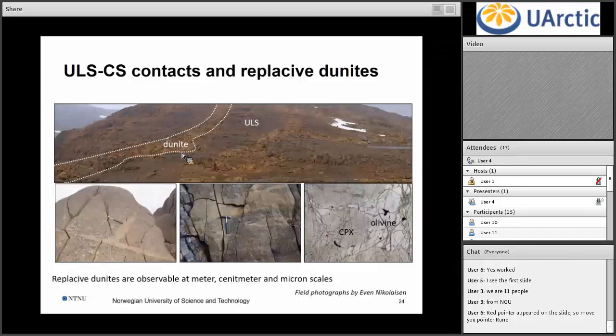We see that replacive dunites form at all scales, both this 10 to 100 meter scale that I showed you before, and also now shown in the uppermost image. We also have it on the decimeter scale to the lower left, and also in the central picture in the bottom. And finally, to the lower right, we are seeing this replacement of CPX by olivine-forming melts even at the microscopic scale, as you of course would expect anyway. Next, please.